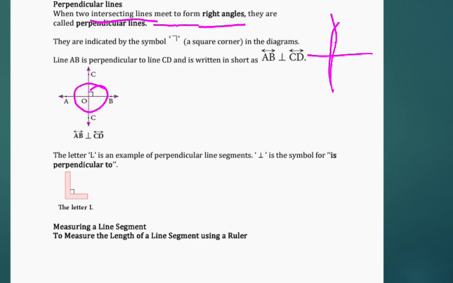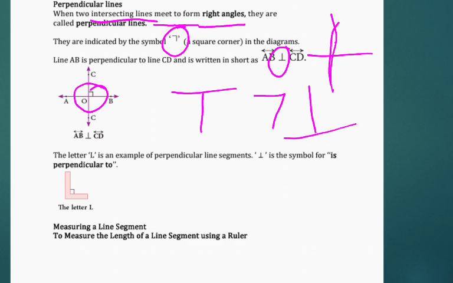Two lines intersect or meet together at an angle of 90 degrees. It should be perpendicular. It is called perpendicular lines, right? They are indicated by the perpendicular symbol like this. This is the symbol for perpendicular, a square corner. Usually we denote it by a perpendicular symbol like an inverted T line. You should write like this, right?